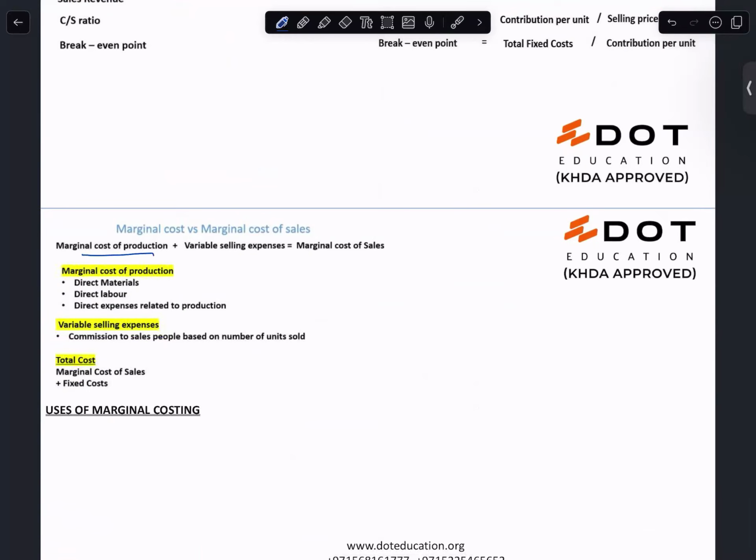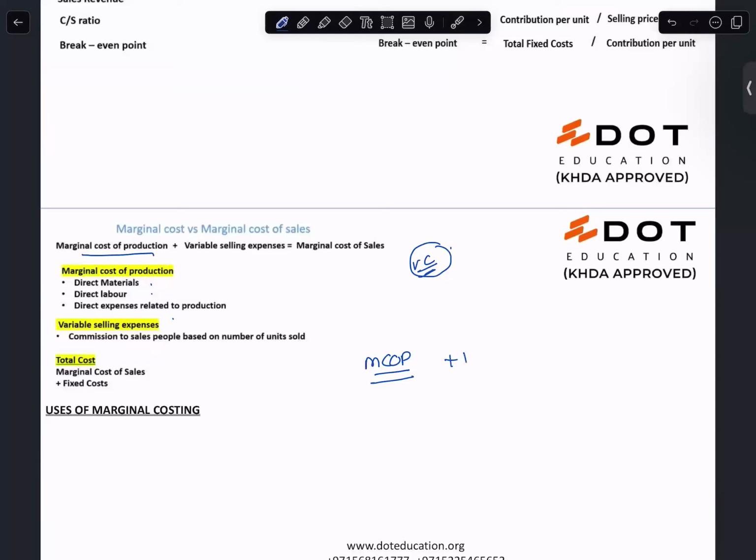Marginal cost of production is basically the direct material plus direct labor plus direct expenses. Overheads is fixed cost. Understand? Marginal means only the variable cost. So marginal cost of production would be direct material plus direct labor plus direct other expenses related to production. Okay, what is marginal cost of production? It is direct materials plus direct labor plus direct expenses related to the product.